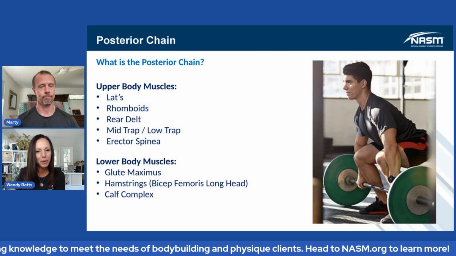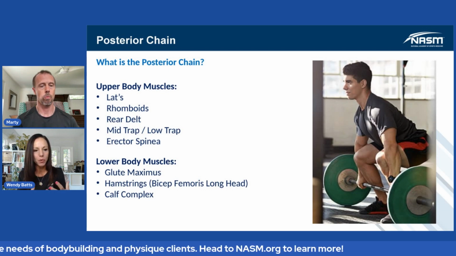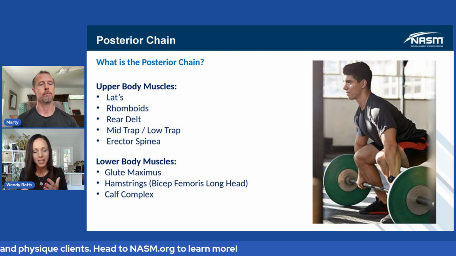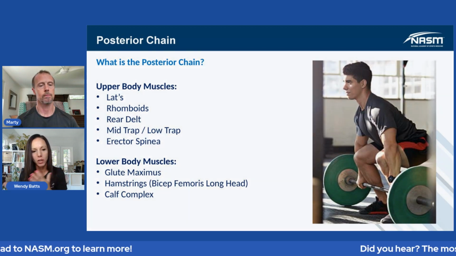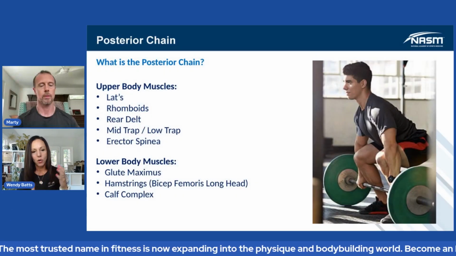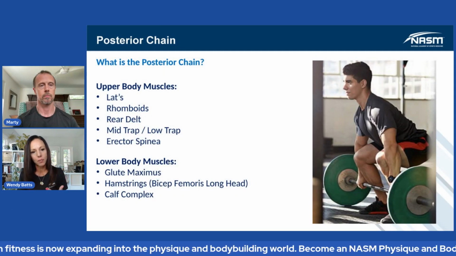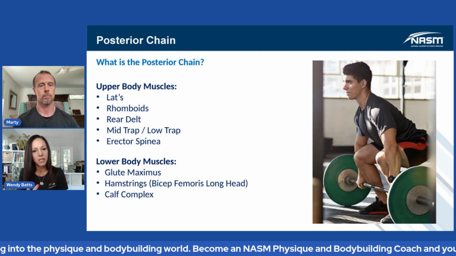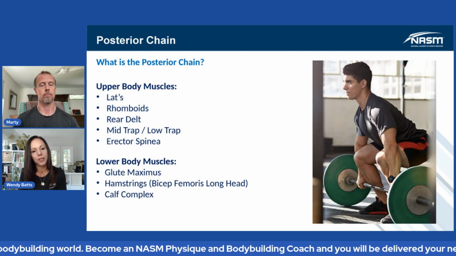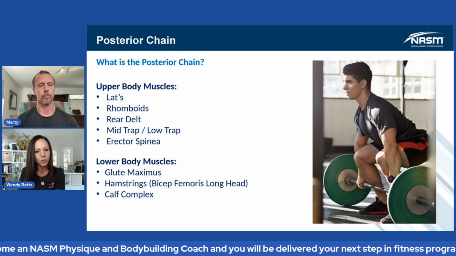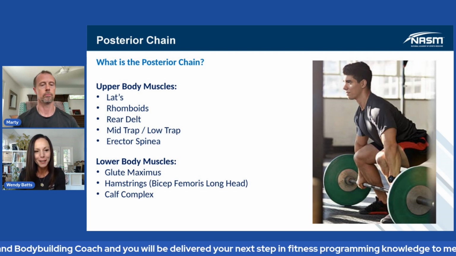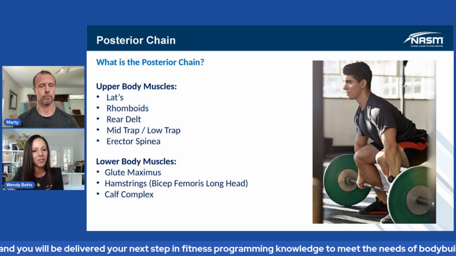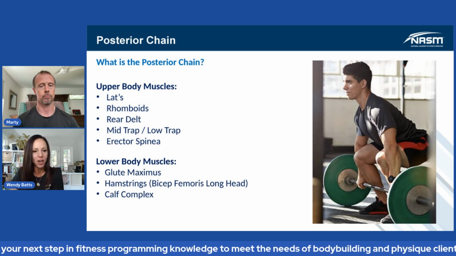Marty, when we talk about the posterior chain, people seem to associate the posterior chain with just the backside, or for some reason more lower body. However, the upper body and lower body muscles on the backside are all the muscles that we're going to be talking about, and we'll show you some exercises that we do for those specific muscles. So as we go through it, the upper body muscles we're going to talk about, of course, are the lats, the rhomboids, the rear delt, mid to lower trap, and the erector spinae. And then, of course, in the lower body region, the glute max. It's all about the big house always, right? Hamstrings, specifically more the biceps femoris long head, and then the calf complex.